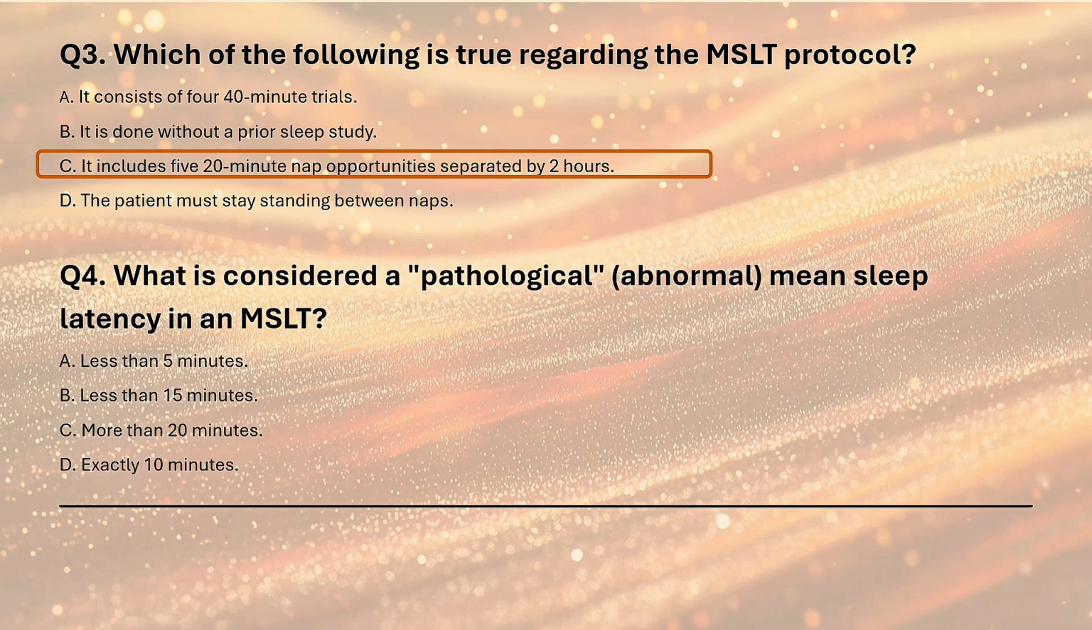Four, what is considered a pathological abnormal mean sleep latency in an MSLT test? Less than 5 minutes, less than 15 minutes, more than 20 minutes, and exactly 10 minutes. So, what is the criteria? If the mean sleep latency is less than 8 minutes, that shows it is an abnormal pattern. So, in these options, less than 5 minutes is the correct answer.